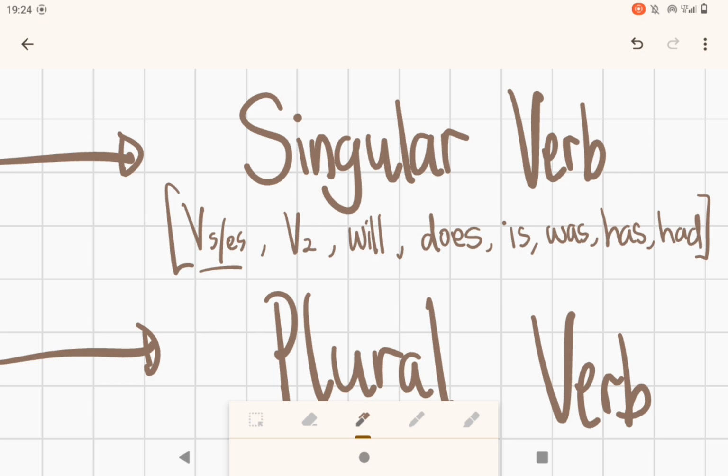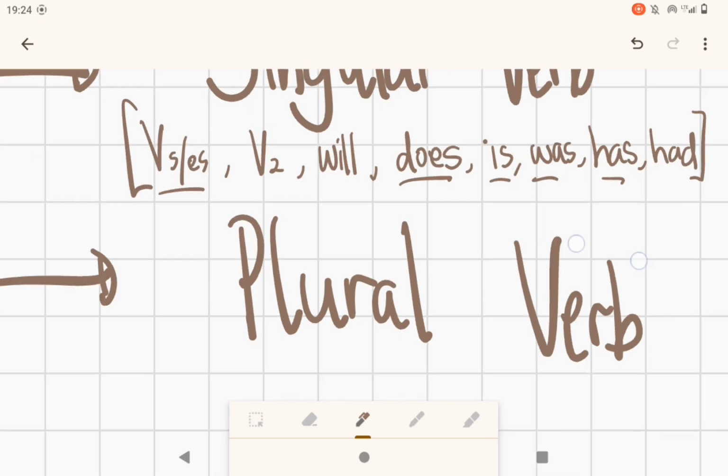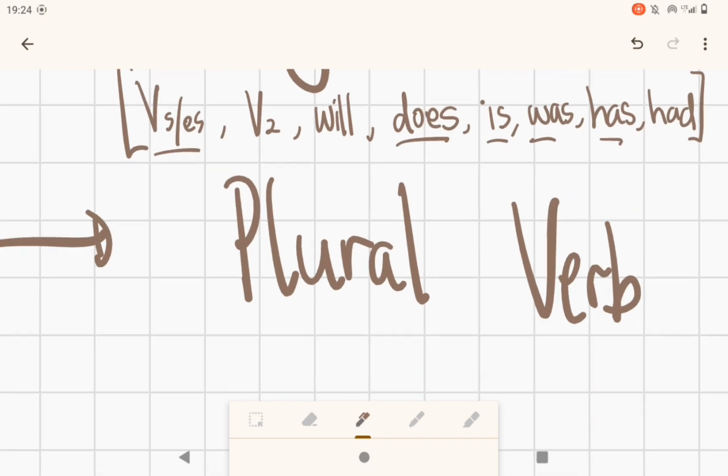Especially in simple present, and also in simple present but in negative form or question form, we need does to show negative and question. And then for non-verbal sentences, we need is, and also in continuous, we need is, we need was. In perfect tense, we need has. Present perfect, we need has. And for the past perfect, we need had. But had can get along with all subjects, I mean, either singular or plural.